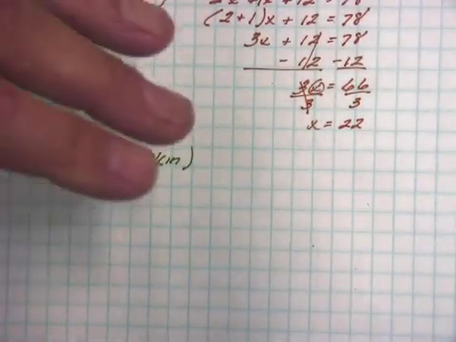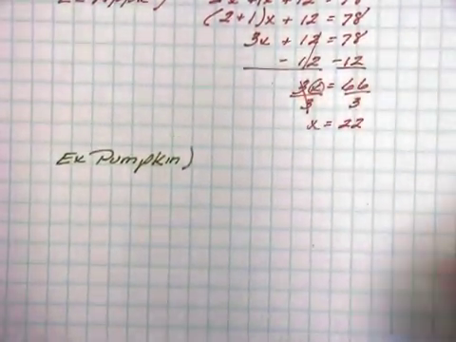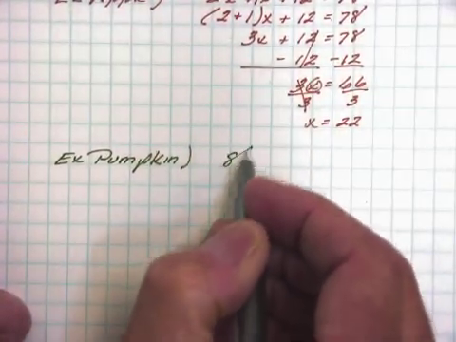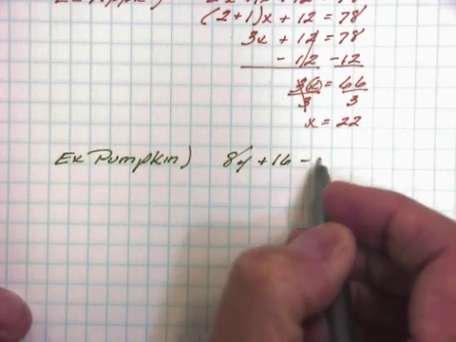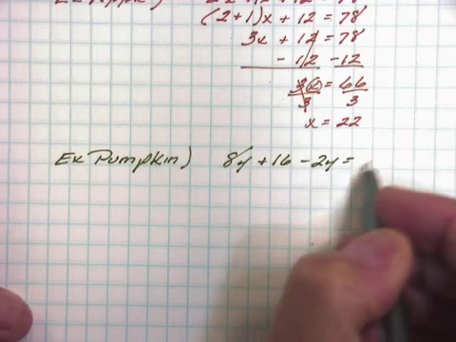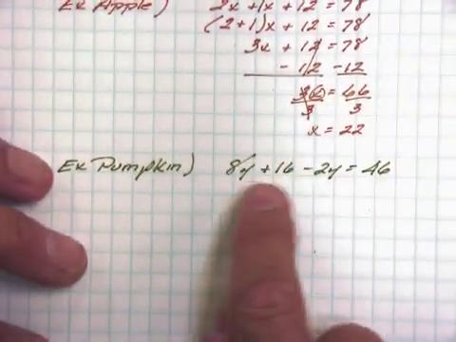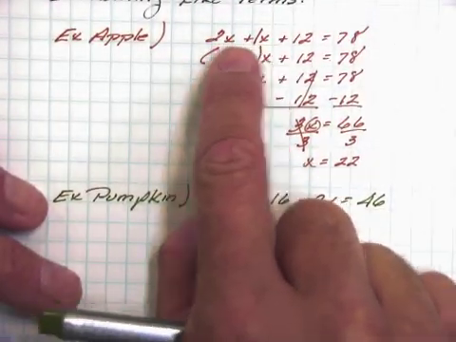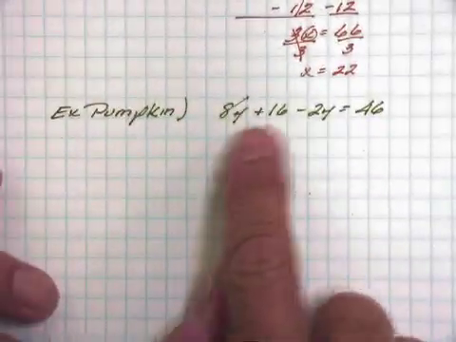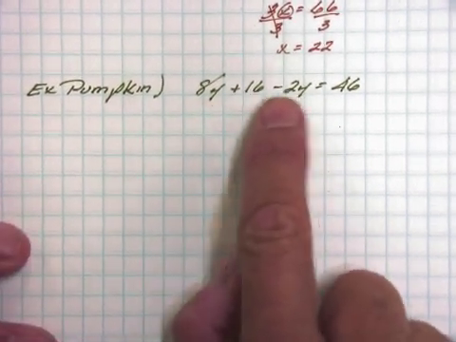And it's going to be a little bit different, not a lot different, but again, always ask yourself, how is this problem different from the one above when you're doing the homework? So in this problem, we've got 8y plus 16 minus 2y equals 46. Now, what makes this problem different is that the variable terms are not next to each other. Up here, we had the 2x and the x right next to each other. Now the y terms are spread apart.